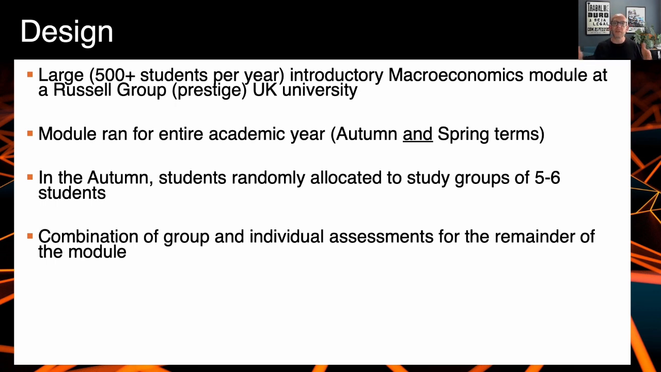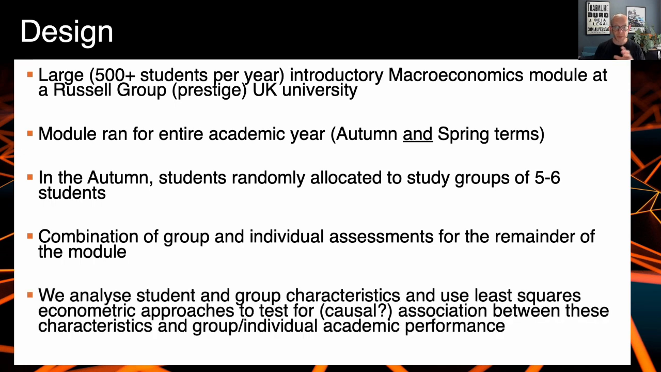For the rest of the year, students then face a combination of group assessed tasks in macroeconomics, and also individual assignments, so an individual exam at the end, and of course individual assessments in students' other modules. What we do in this research is look at the characteristics of the students and the groups, and use this to test for associations between these characteristics and group or individual academic performance. And we'll see that the timing of our data collection leads us to be fairly confident that what we identify are indeed causal associations.